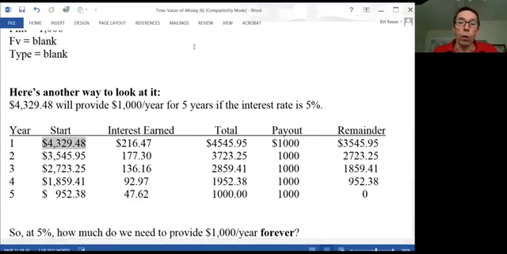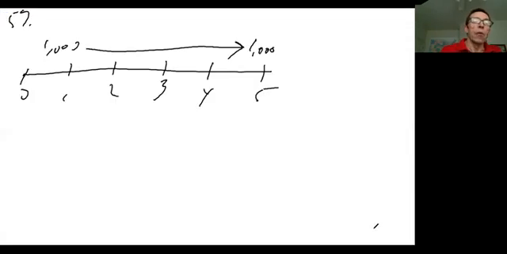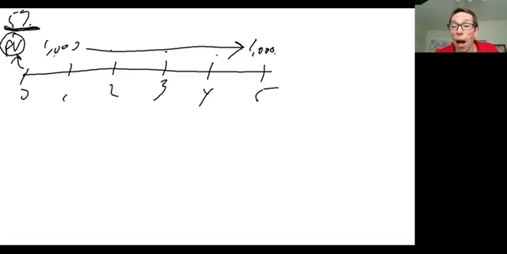Going back to our whiteboard, what we're saying is that the present value right here, the $4,329.48. If we have that today, and whatever is in the bank account is earning 5%, I have enough money that I can pull out $1,000 at the end of each of these 5 years. So we don't need $5,000 to pull out $1,000 5 times, because whatever is in there is earning 5%. What do we need?